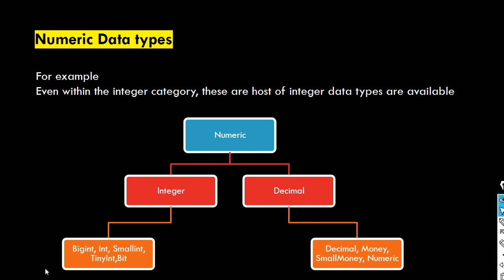And the integer itself has different data types: bigint, smallint, tinyint, and bit. And decimal itself has different variants of data types: decimal, money, smallmoney, and numeric. It depends on your requirement. You can choose the appropriate data type for each column in your table to consume the storage optimally.